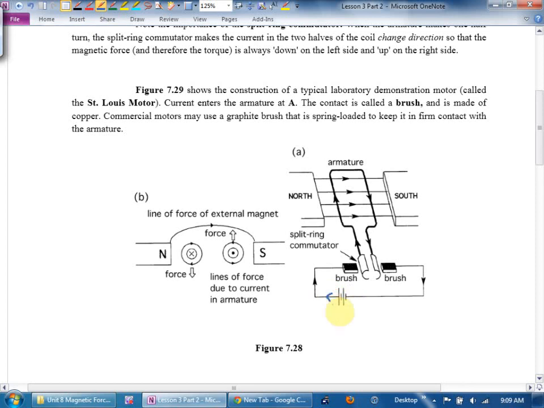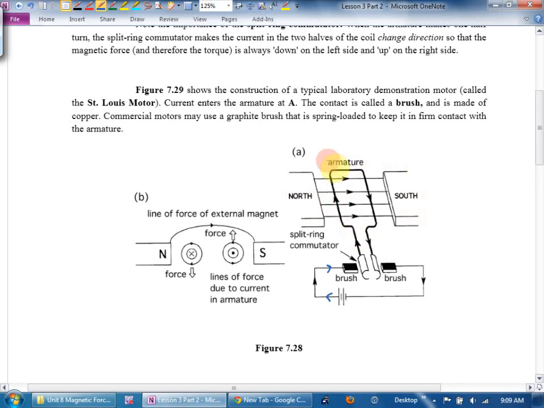And there's already an arrow pointing up. Put a little arrow right there. Now, here's some terminology. Every single electric motor has a magnet in it, and it has a rotating arm, a coil of wires. Now, that coil of wires is called the armature.